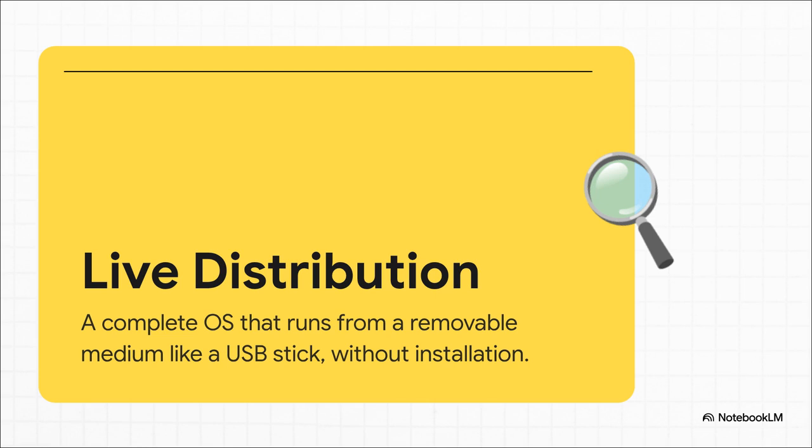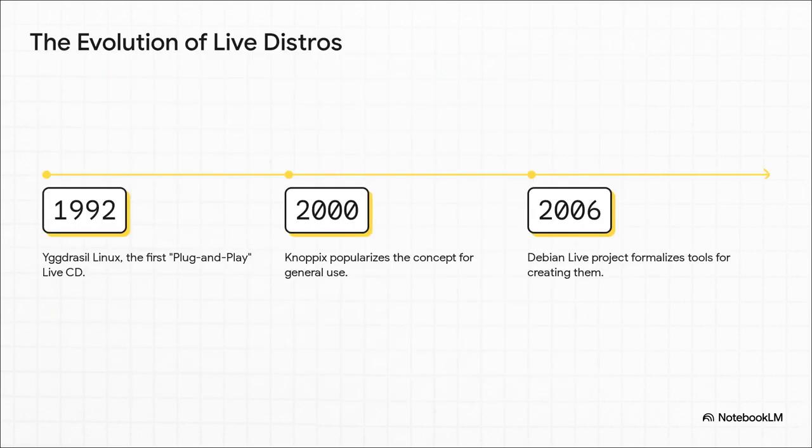A live distro boots a complete, full-fledged operating system right from a USB stick. It doesn't touch your computer's hard drive at all, which means every single time you boot it up, it's a perfectly clean slate. This is absolutely crucial for things like security and testing because you always know you're starting from a trusted state.